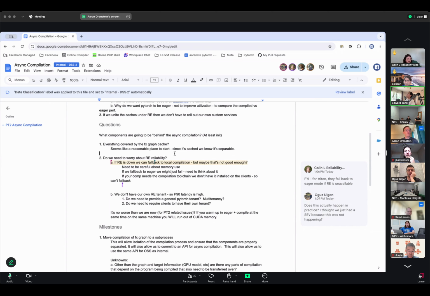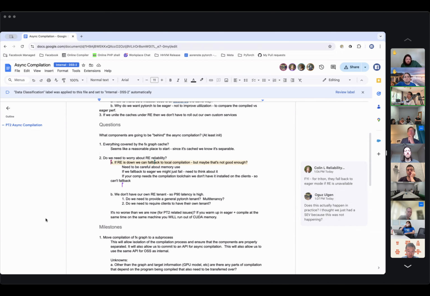Also, a note for our open source listeners. RE is a remote execution service that Facebook runs internally. It actually is a well-defined API that has a number of open source offerings. So in principle, the open source story would be you would run one of those services and then plug PyTorch 2 into it.